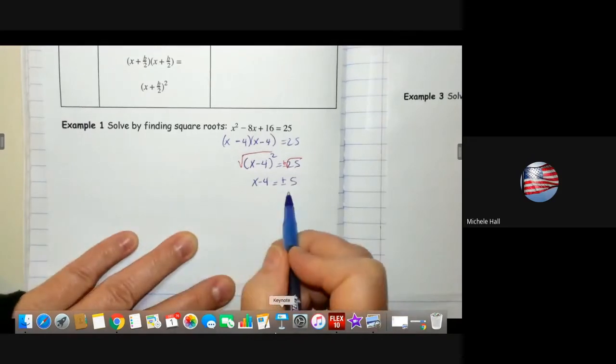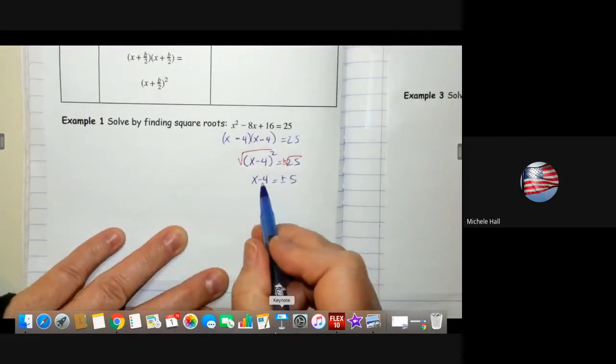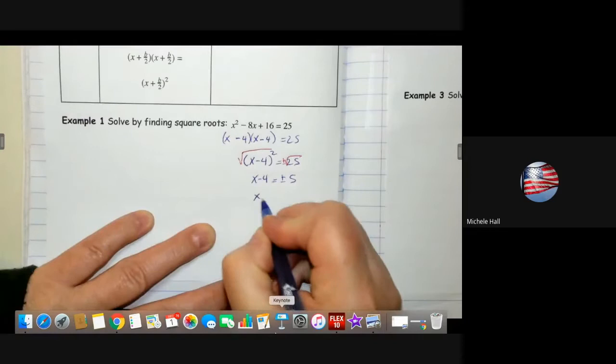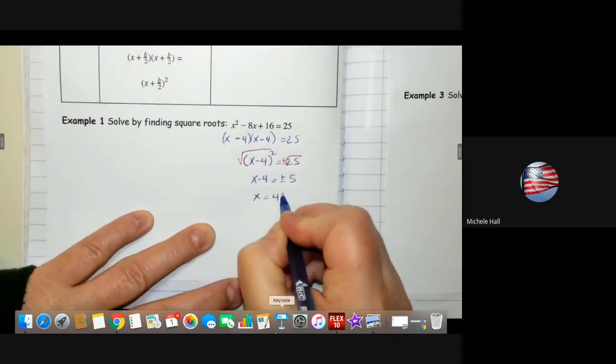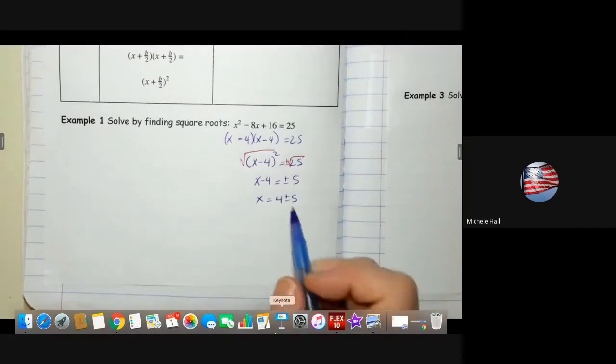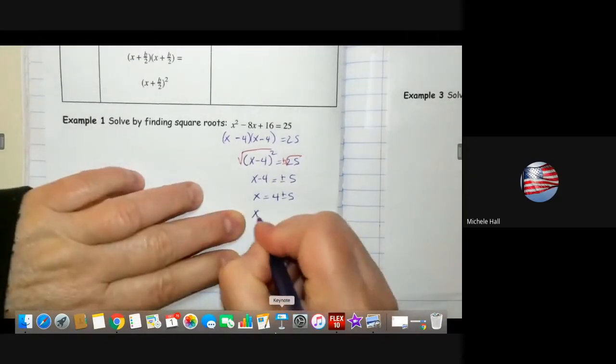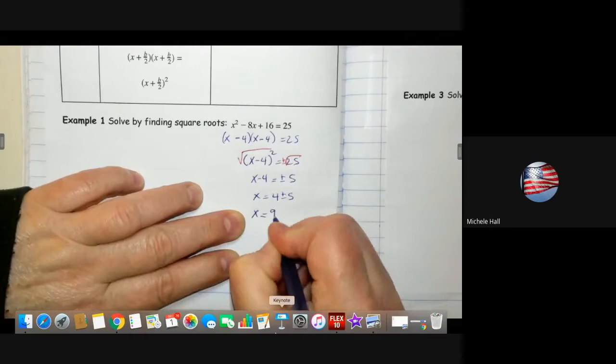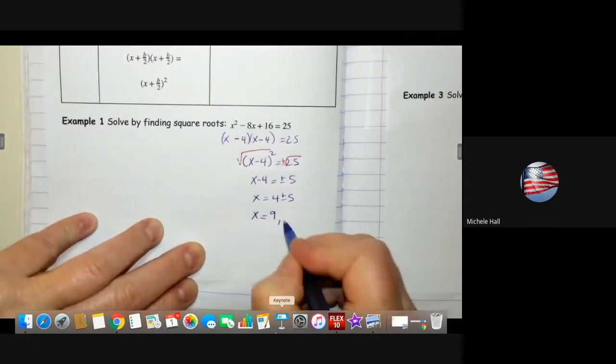And now I need to shift the 4 over to the right. I need to add 4 to both sides. X equals 4 plus or minus 5, and that is an answer that I can simplify. We have 4 plus 5, and then 4 minus 5.